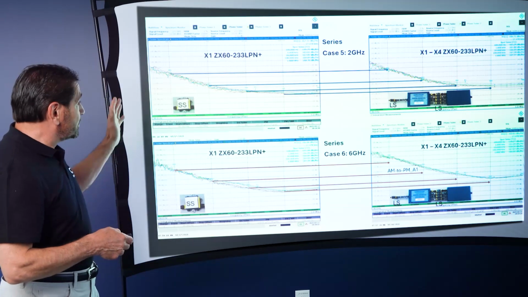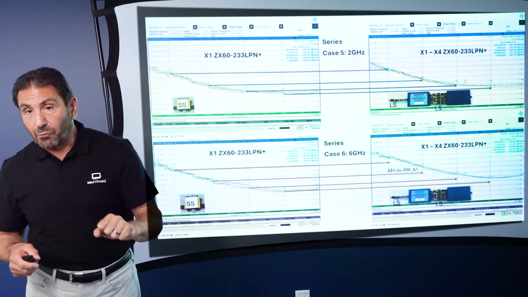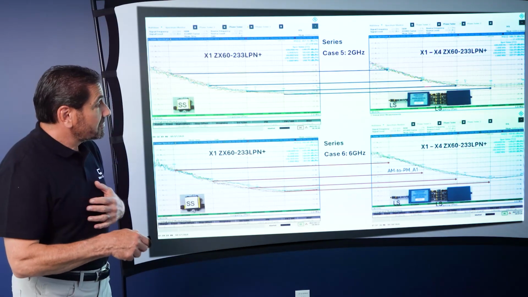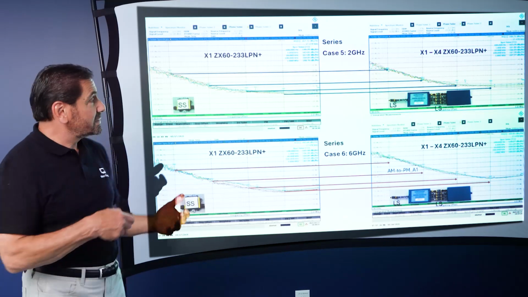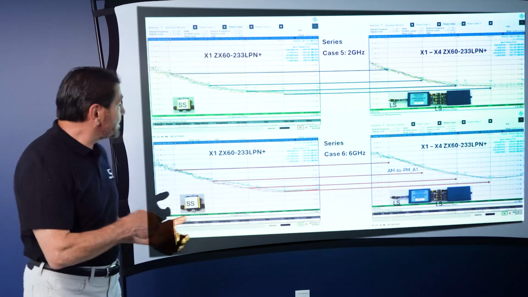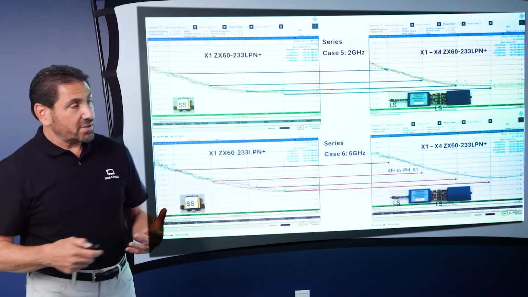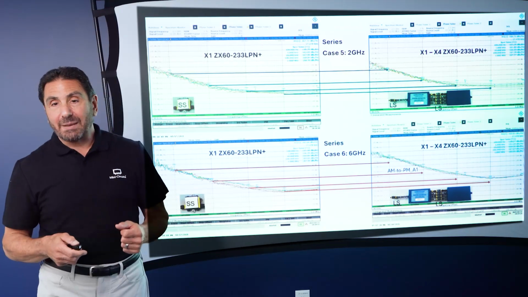If we go now to single versus the single driving the 4, what do we see? Well, again, at 2 gigahertz, we don't see AM to PM distortion effects much, so the performance is roughly the same. The performance here is about the same as the performance here. I'm not adding much, if anything, by cascading it with 4 parallel amplifiers.